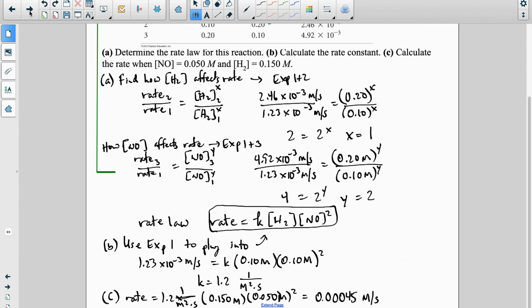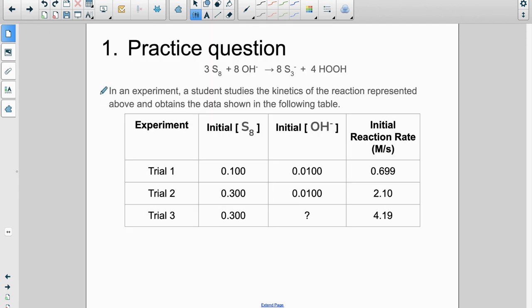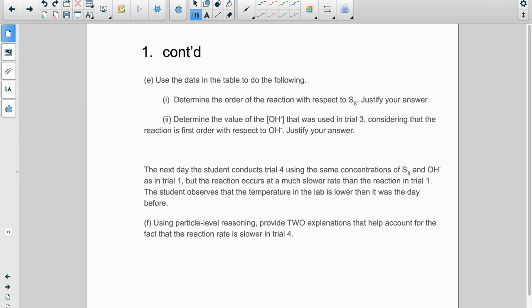Okay, so that is that problem. And then the practice question here, when you do it out, you can take a look at the annotated notes, but you will end up with this first question. This will be first order. And then part 2, since the rate doubles, you should get for the OH minus 0.0200 molar.